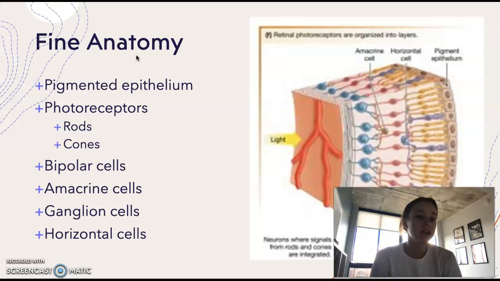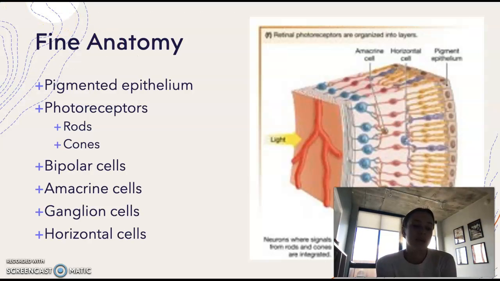Next, I'm going to be talking about the fine anatomy of the retina and the neural cells within it. First is the pigmented epithelium, which is the outermost layer of the retina, and this layer functions to absorb any light rays that may escape the photoreceptors. This prevents distracting light from reflecting inside the eye and distorting the visual image.